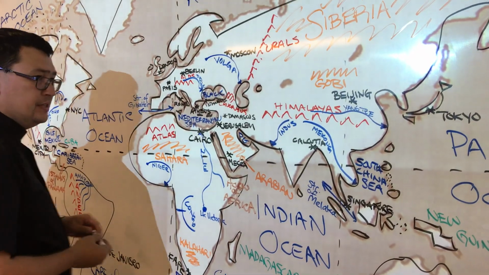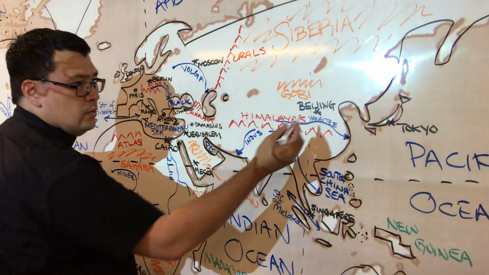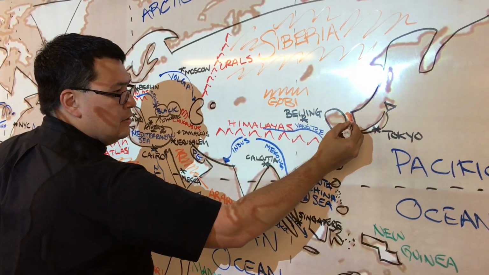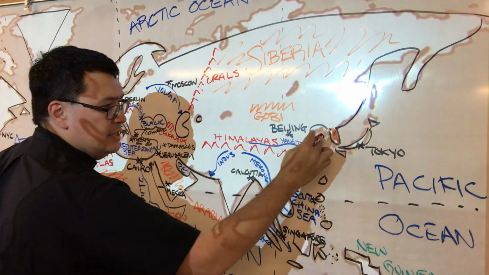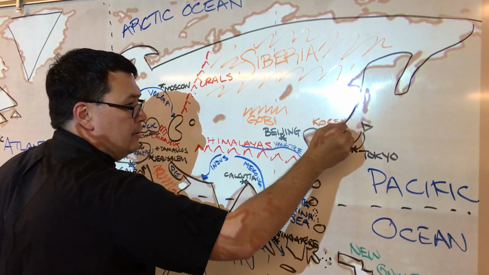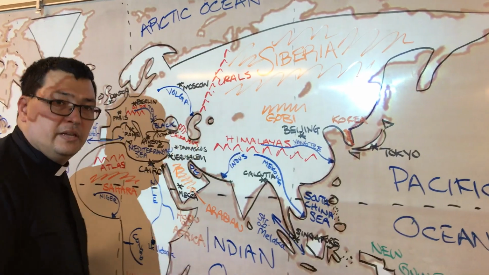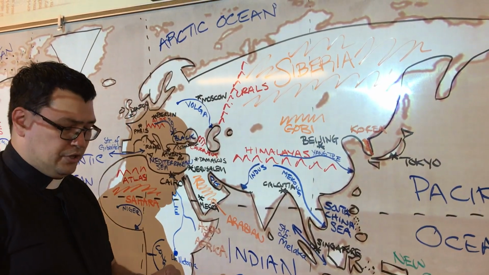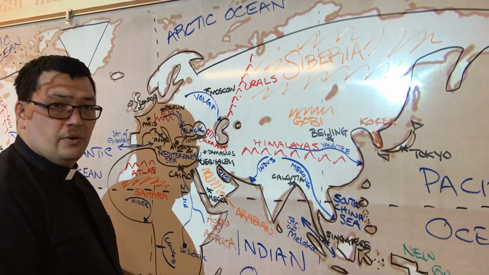It's been in the news recently, so I added it to the map, which is this area right here between China and Japan. This peninsula here is called Korea, K-O-R-E-A. And it's been in the news recently because their dictator of North Korea, Kim Jong-un, is threatening to get nuclear weapons.